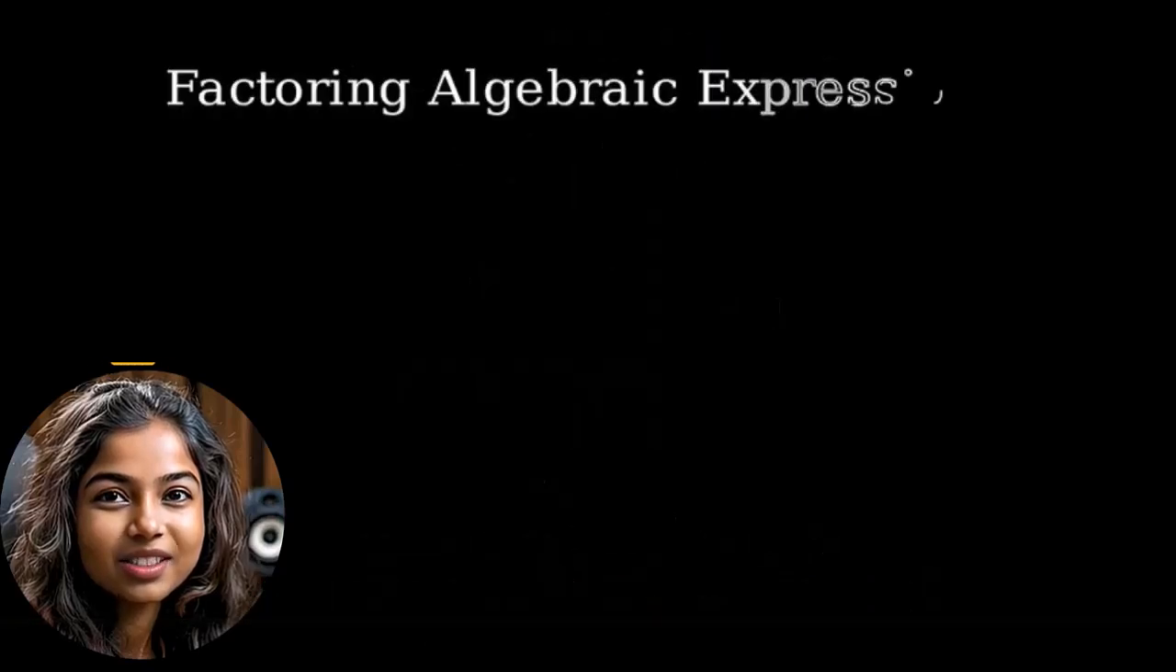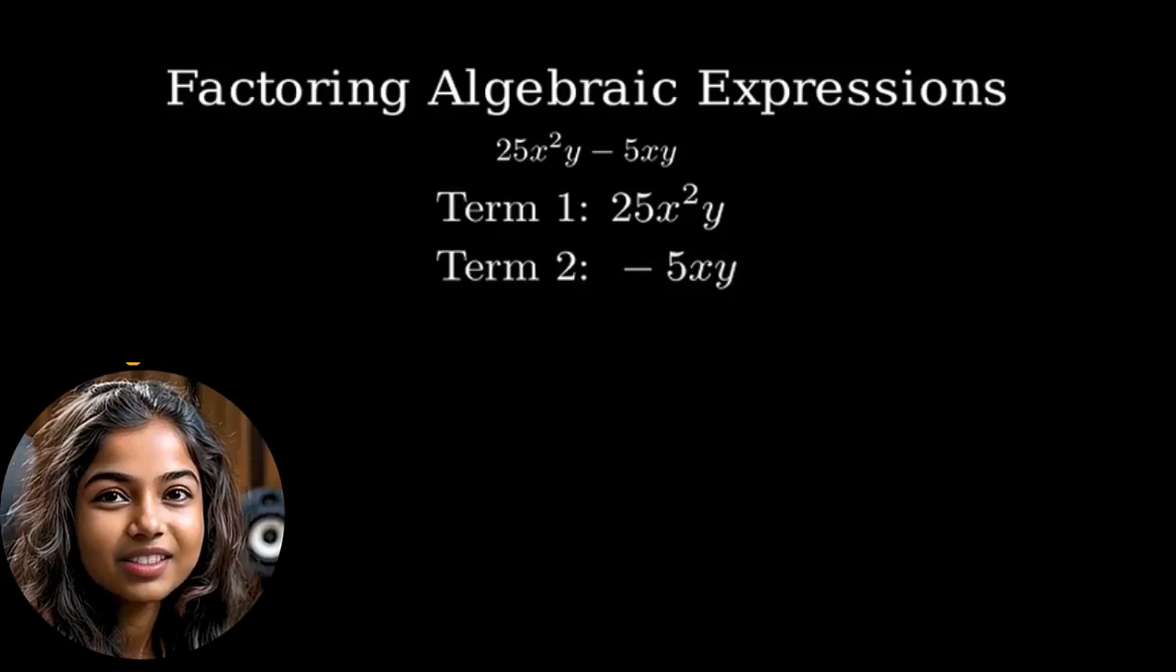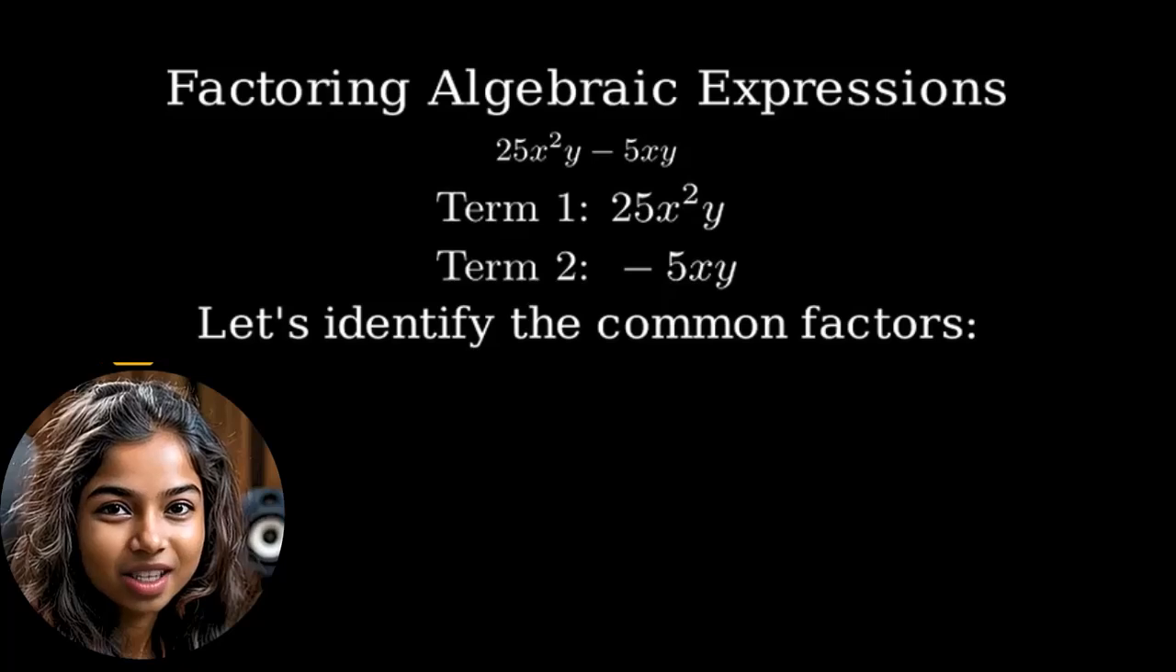Let's solve this factorization problem step by step. We need to factorize the expression 25x squared y minus 5xy. The key to factoring is to first identify any common factors between all terms. Let's look at our terms separately, 25x squared y and negative 5xy. Looking at these terms, we can see they share some common factors.